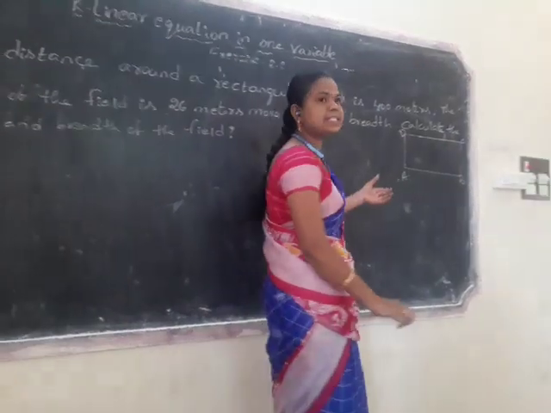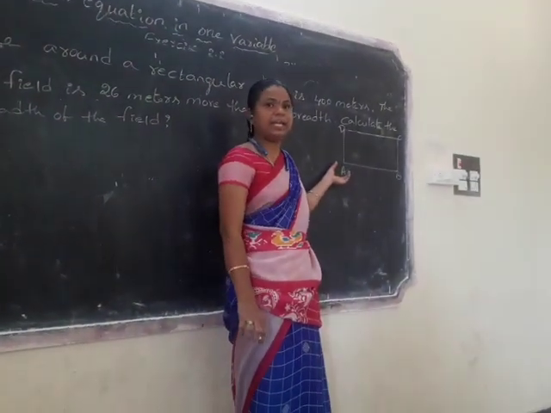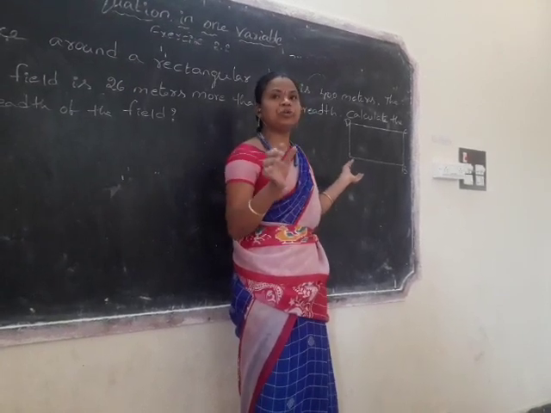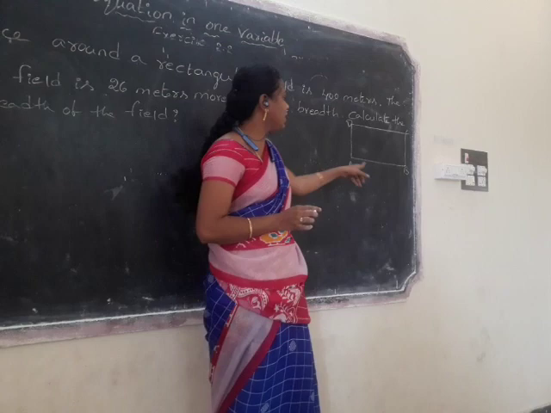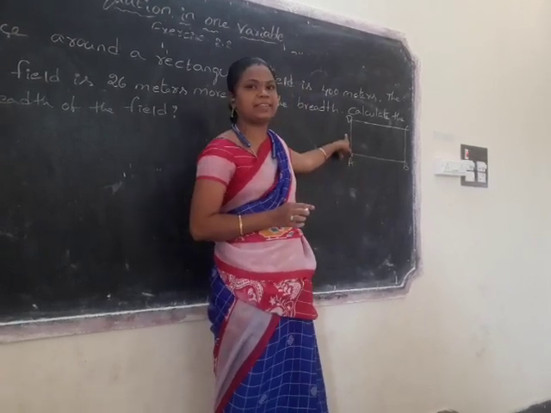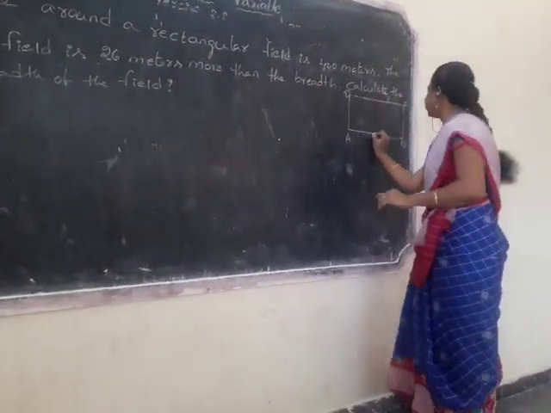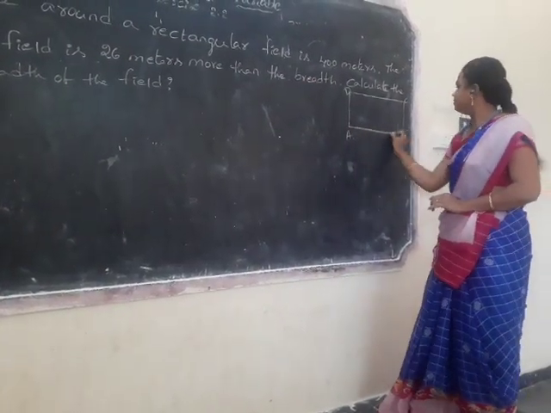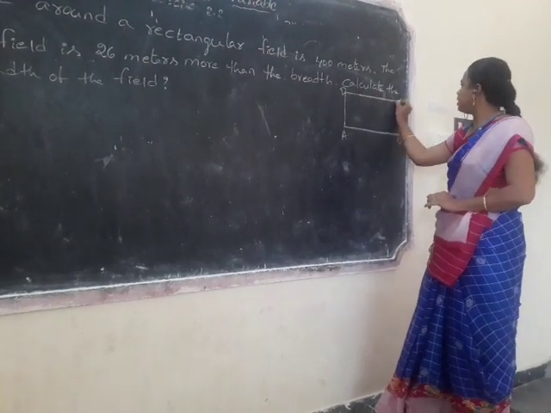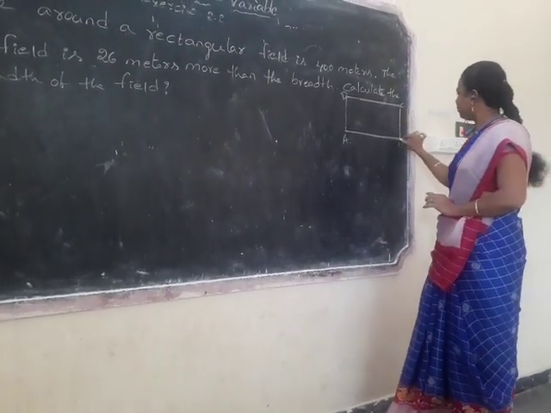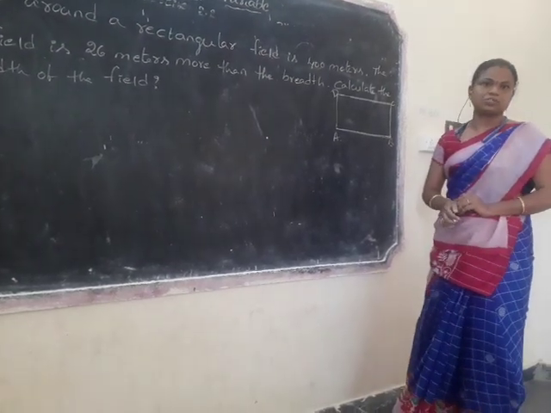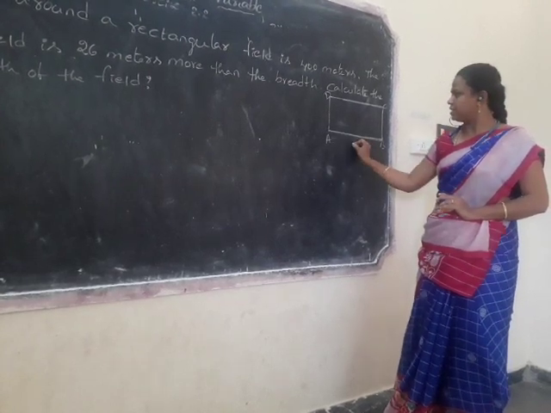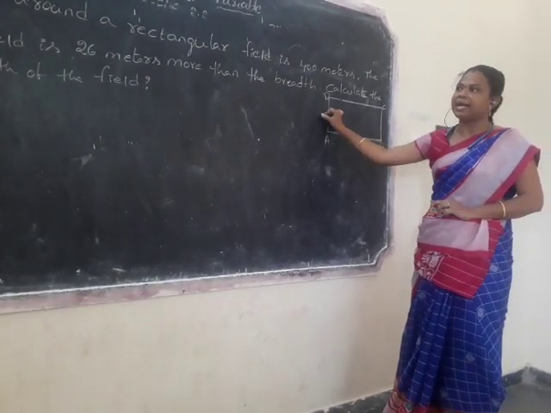Okay students, this is a rectangular field. A rectangle has two dimensions, that is, one is length and another is breadth. Here, AB is length, and CD is also a length. BC is breadth. Okay students, a rectangle has two dimensions. One is length and another is breadth.